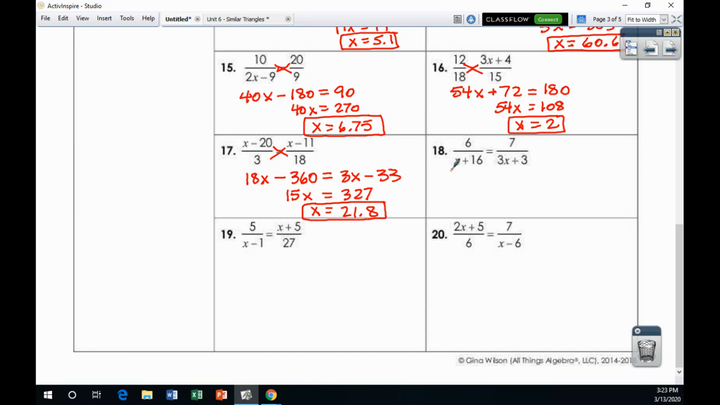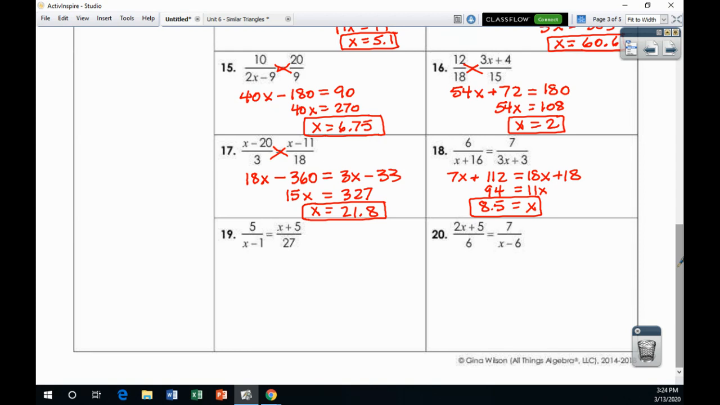All right, here we go. 7x plus 112 equals 18x plus 18. So this time I'm going to subtract 7x from both sides. That's going to give me an 11x right there. I'm going to subtract 18 from this 112, and that's going to give me 94. And then divide 94 by 11, that's going to be 8.5. All right, just some basic algebra that you have done before, but you just need to be reminded because this is a big part of this lesson.